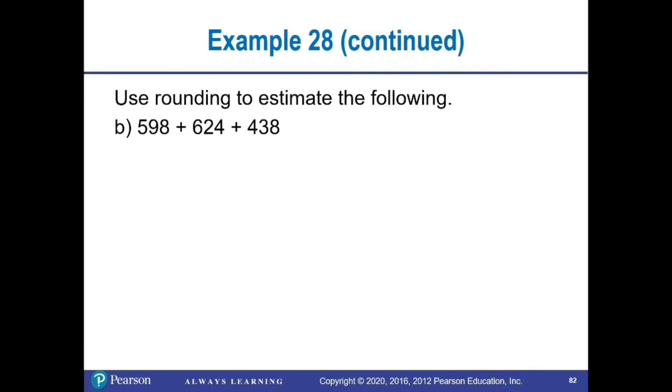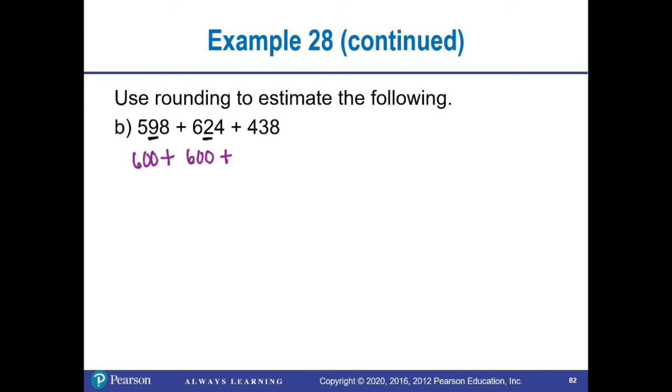In this problem, we have our hundreds place, so we'll round to the hundreds place for each of these values. In our first number, look to the right of the hundreds place is a 9, so 598 is going to round up. 5 or more, we round up. The next number is 624. I'll look to the right of the hundreds place. This is 4 or less, so we round down to 600.